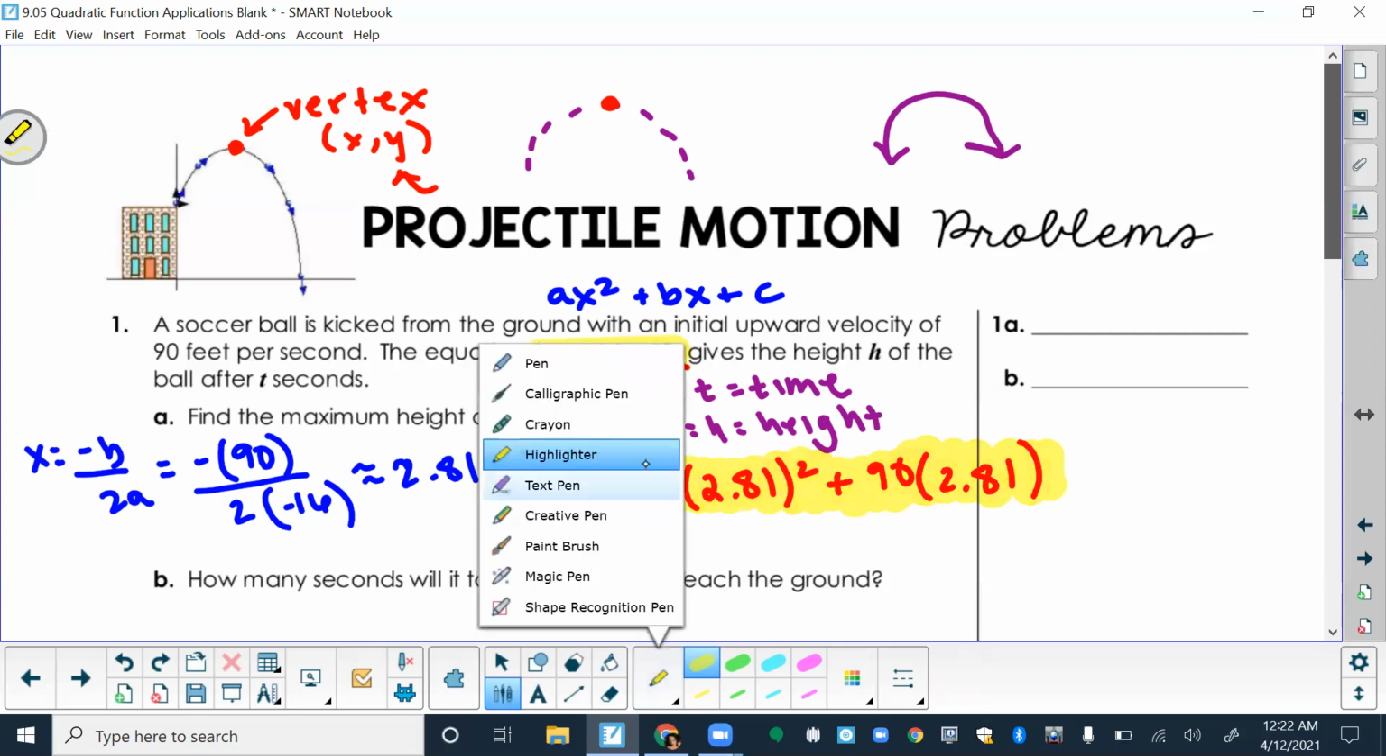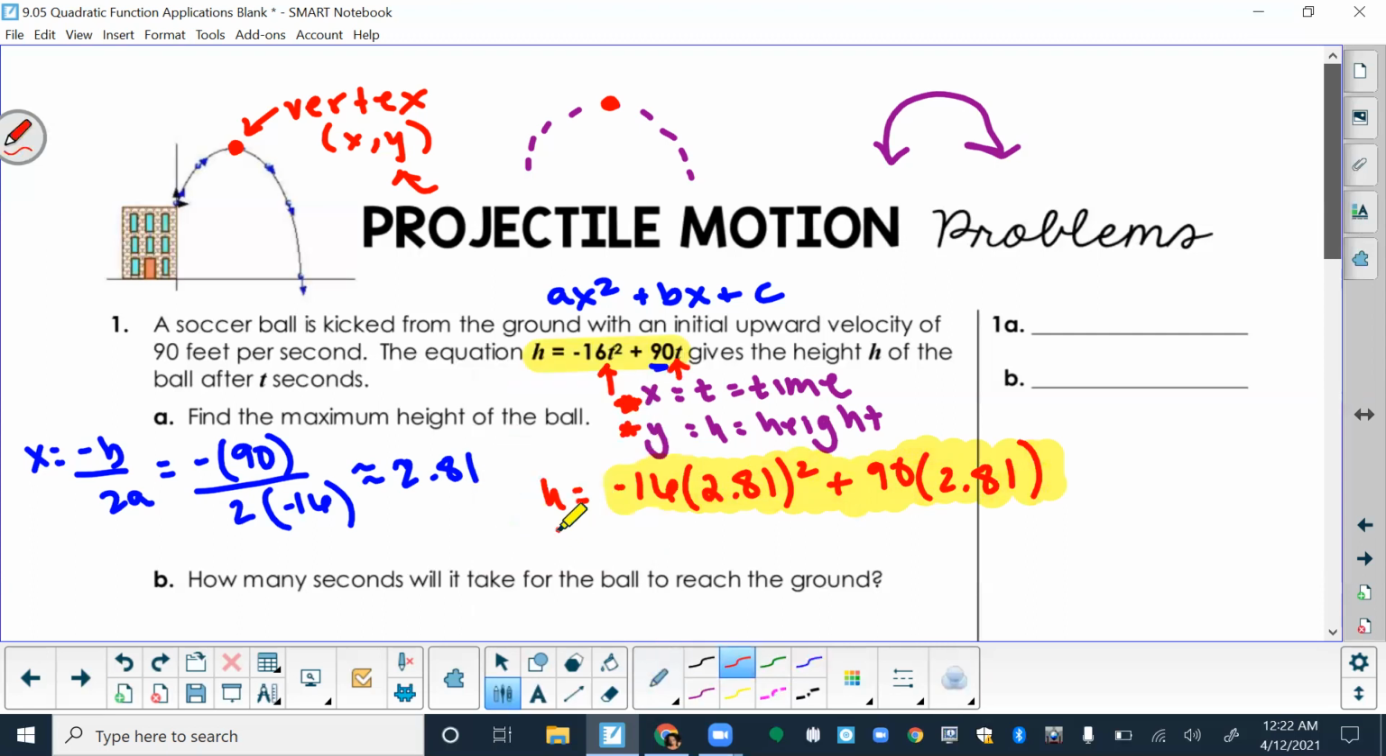And then I would get an h value that is about 126.56, and the unit that we're working with is feet.